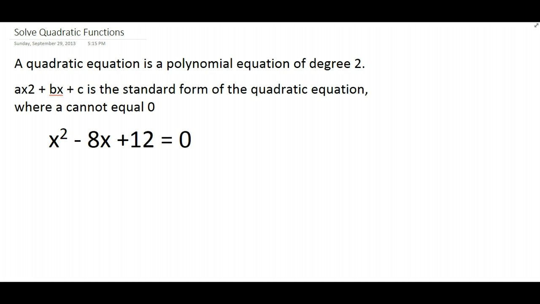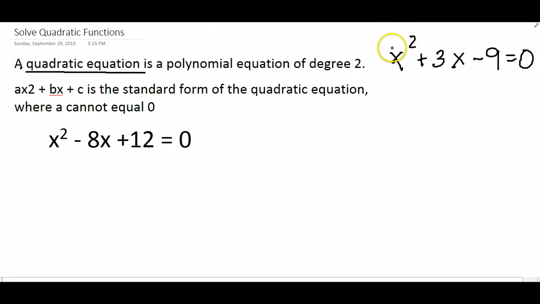A quadratic equation is a polynomial with a second degree. That means that the highest degree on the variable is the second. Something like x squared plus 3x minus 9 equals 0. The highest power we have is 2, so it has a degree of 2, and we call that a quadratic equation. The standard form is ax squared plus bx plus c equals 0, where a cannot equal 0.